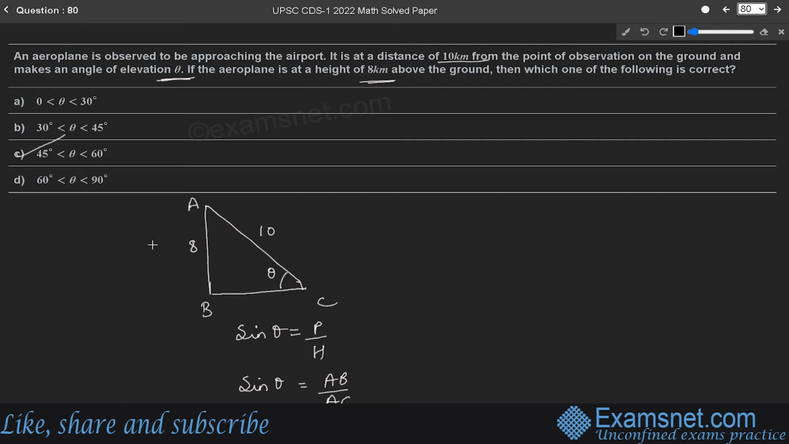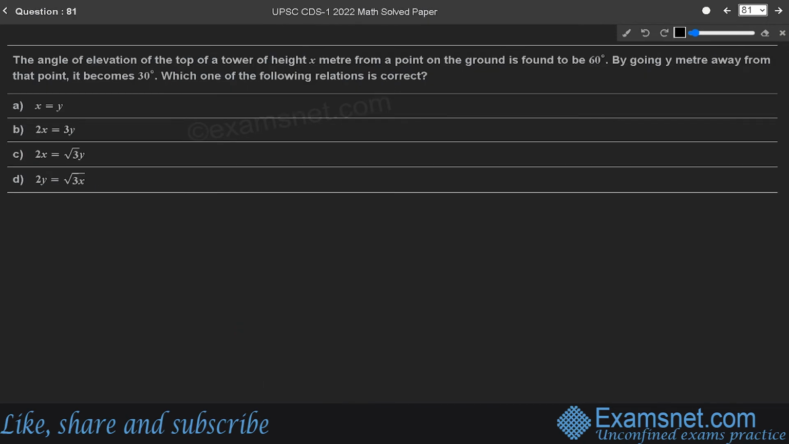You can see that all these questions are extremely simple and most of the questions come from trigonometry. So be prepared for that. Here is a question. The angle of elevation of the top of a tower of height x meter from a point on the ground is found to be 60 degree. By going y meter away from that point, it becomes 30 degree. Which one of the following relations is correct?